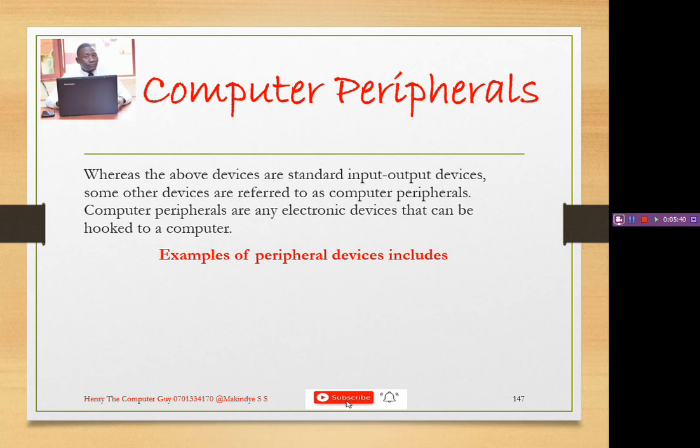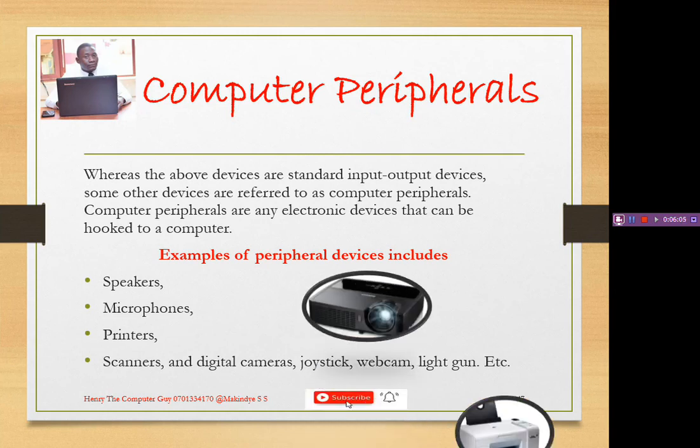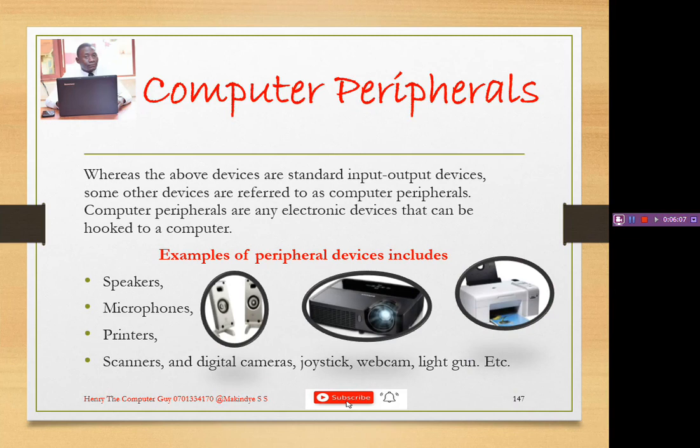We have some examples. We can have speakers that you connect to your computer from outside. We can have microphones, printers, scanners, digital cameras, joysticks, webcams, light pens, etc. Many of those components that we can connect or hook to our computer are the ones we call computer peripherals. So we can have the projector, the printers, and others, as we have seen before.